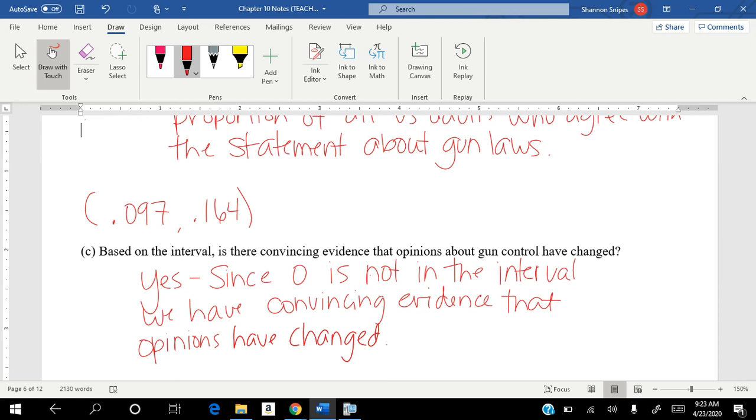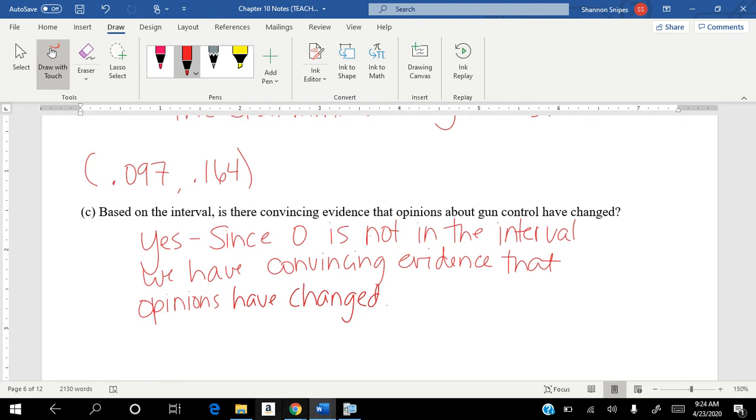Remember, your confidence interval gives you all plausible values at a 90% confidence level. It gives us plausible values of the true change in opinions or true change in proportion of people who agree with that statement. And since 0 is not in there, that means 0 is not a plausible value. So 0 would mean that the two proportions were equal. And that means there was no change. Therefore, since 0 is not in the interval, we do have evidence that opinions have changed.